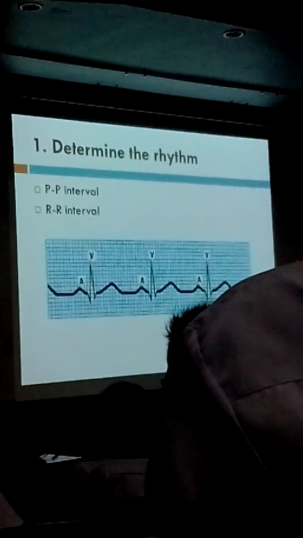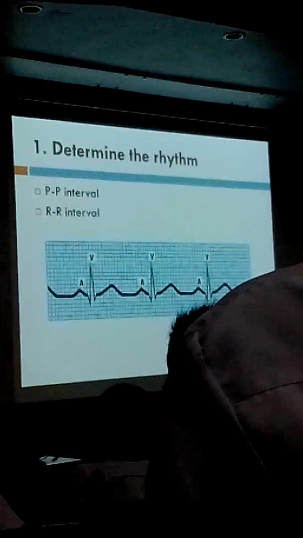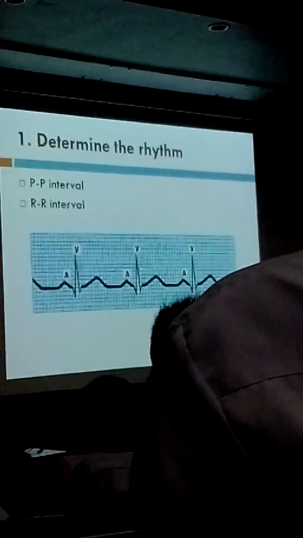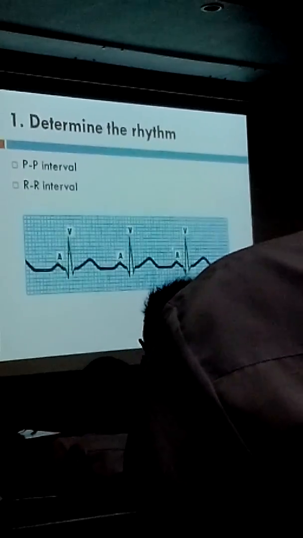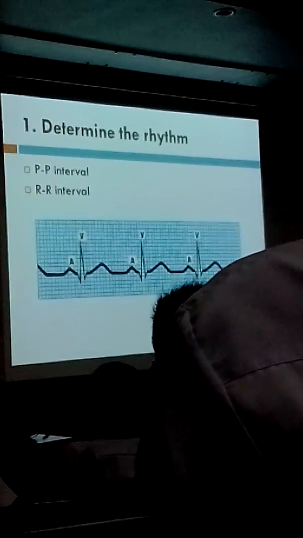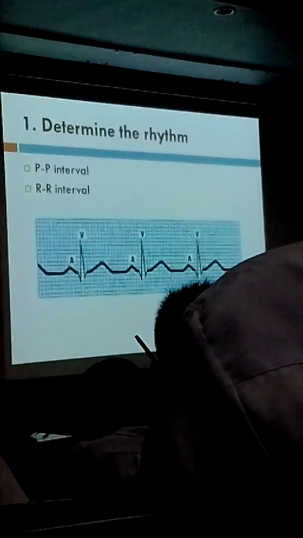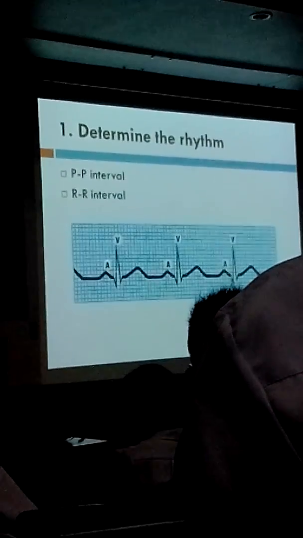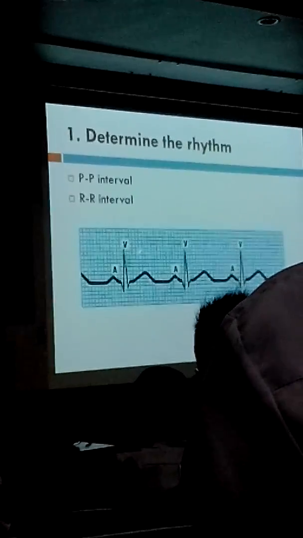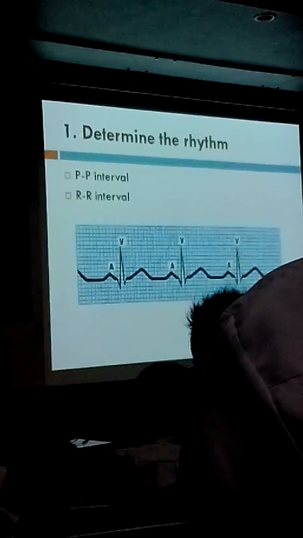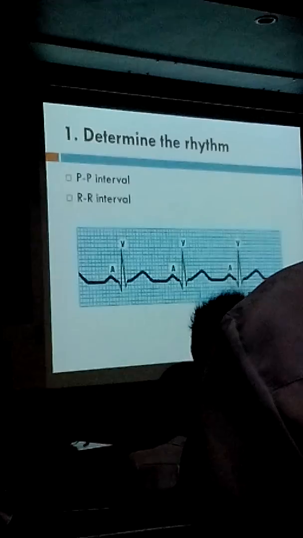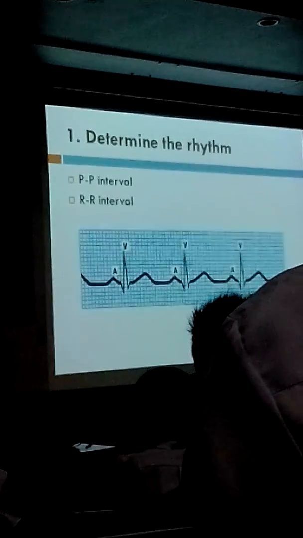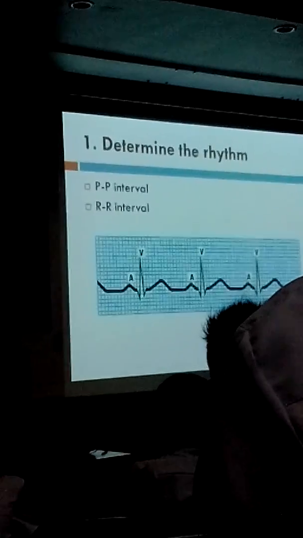When you determine the rhythm, you have to look at the P to P interval and the R to R, or your atrial and your ventricular waveform. So P to P is your A to A. That is your P wave, your atrial depolarization. Your R to R is your ventricular depolarization. So a normal ECG should be in sinus rhythm.